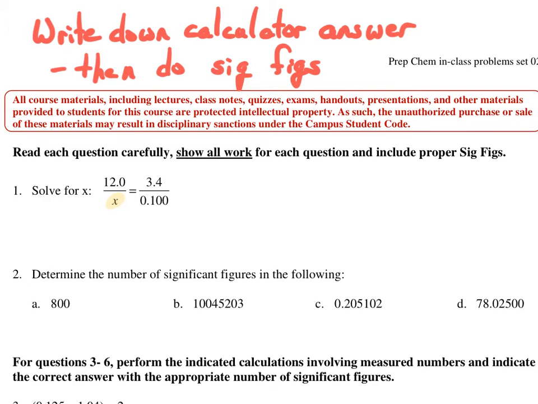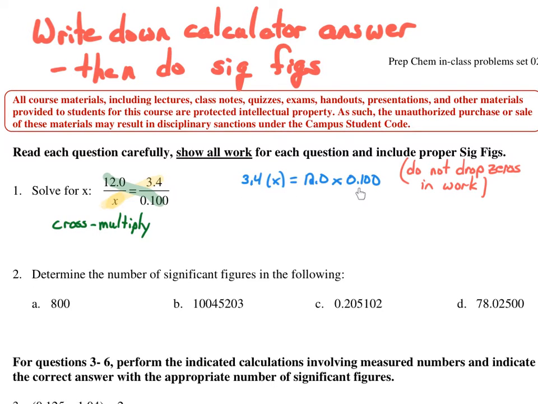We have to solve for x, a variable in the denominator. We're going to start by cross-multiplying. That means x times 3.4 is going to equal 12.0 times 0.100. I've rewritten that over here.